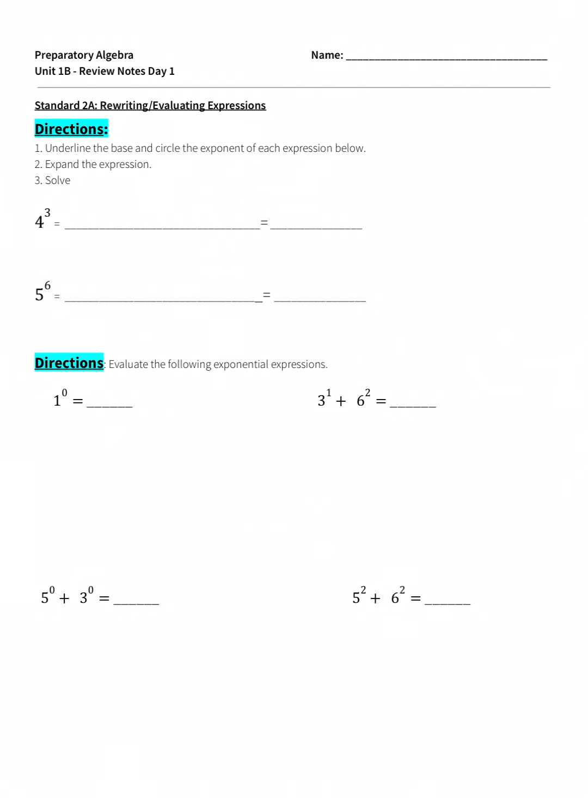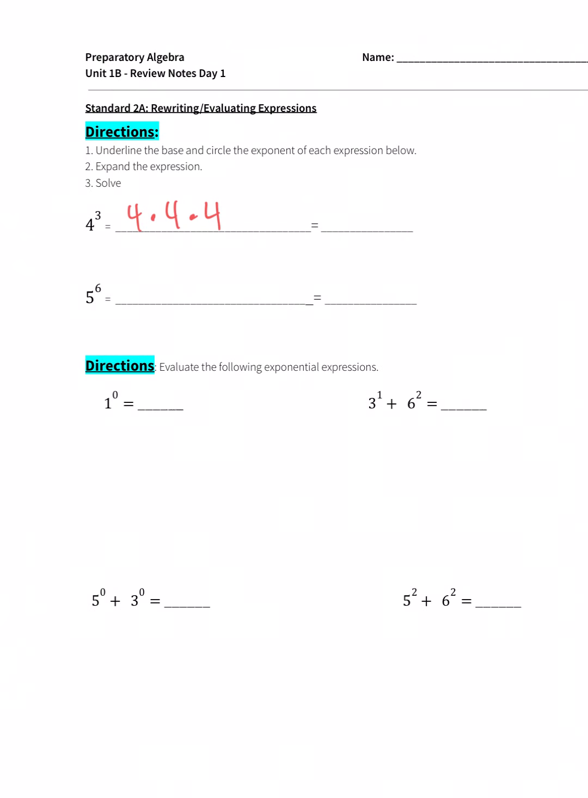We have 4 to the third power. The first thing you're going to be asked to do is to expand the expression. So 4 times 4 times 4. Remember, this does not mean 4 times 3. Next, you need to identify the base, which is 4 here, and then identify the exponent, which is 3.